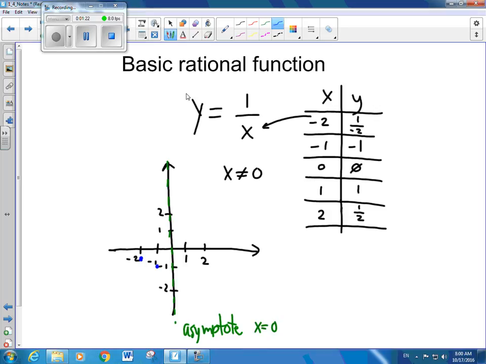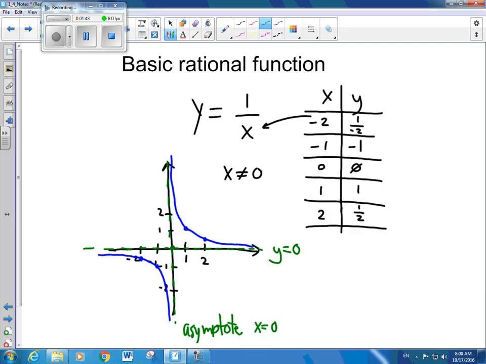I'm going to continue to graph. At 1, we have 1, and at 2, you have 1 half. If we keep going and we find more points, we'll find that our graph is coming like this and like this. You can see that there's another asymptote here, and this one is horizontal. It's going to be y is equal to 0.